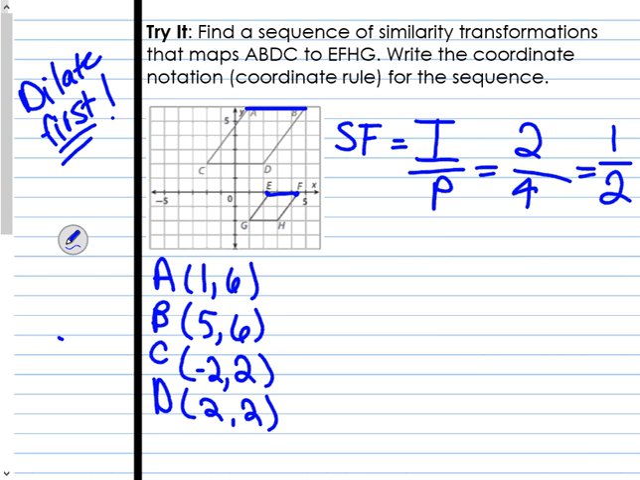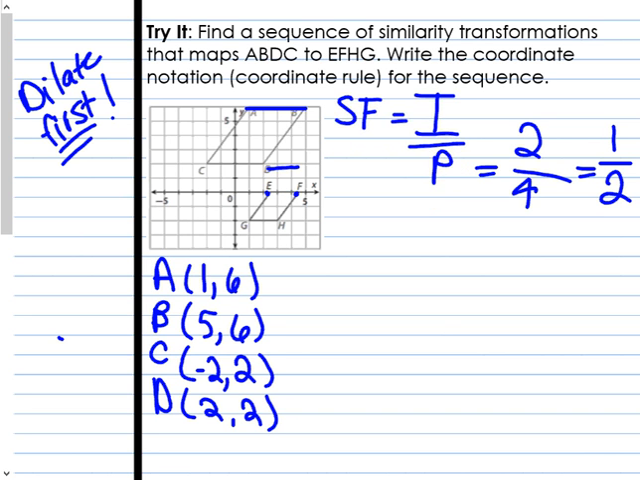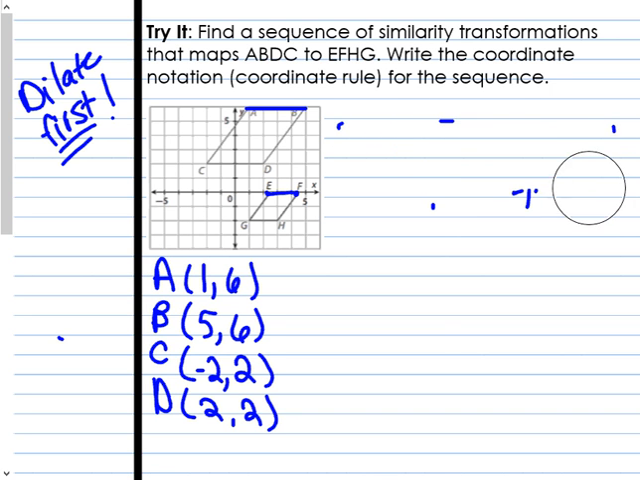Okay? So what we need to do now is start writing our coordinate notation. I'm actually going to erase this now that we know the scale factor is 1/2, and just write that over here because we're going to need some more white space.